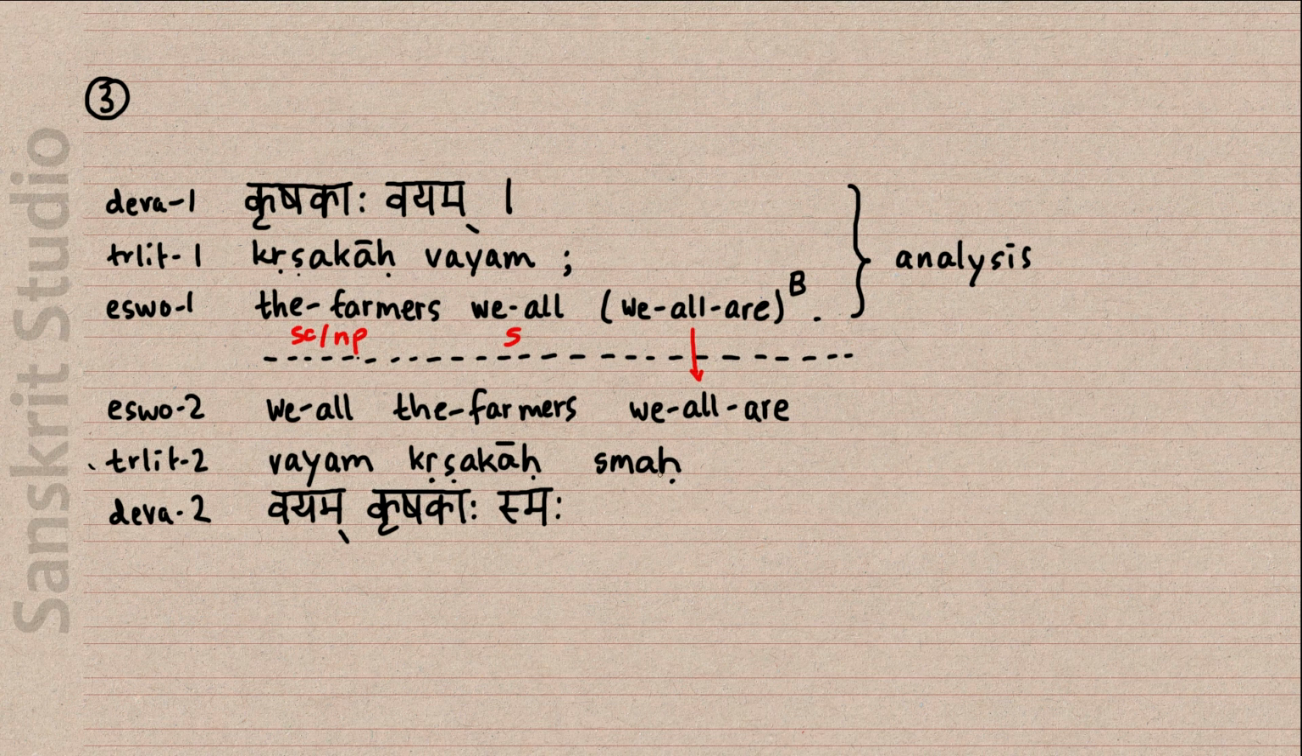Okay, and then we just properly end our sentences here, not some sloppy variant, and we end this with the word conversion here, so we know what we're talking about. So this should be our result. We're starting off with Krishakah vayam, as a nominal sentence, and now we converted it to Vayam Krishakah smah.